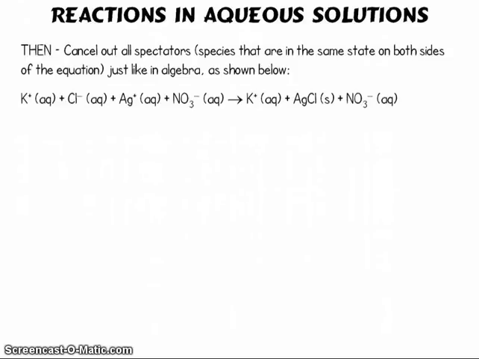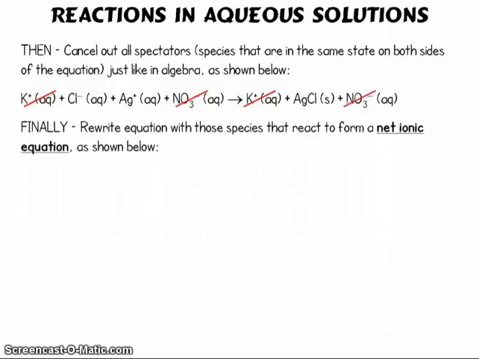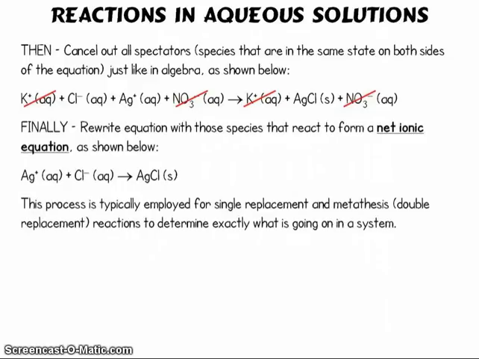So here's my complete ionic equation again. Notice that I have K plus, one of them on each side. They cancel out. I have NO3 minus on each side. And so those are the only things that aren't participating. So once I've eliminated them, I'm going to rewrite the equation only with the ones that react chemically to form the net ionic equation as shown below. Notice above only silver chloride and silver chloride remain, so they end up in the net ionic equation.